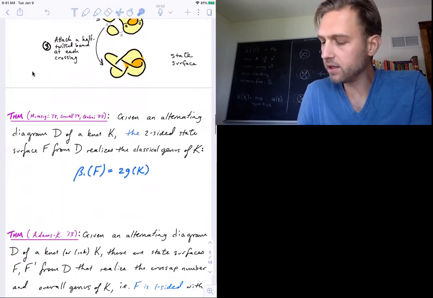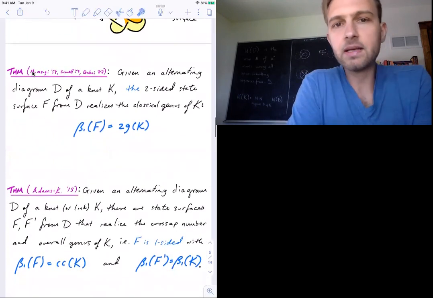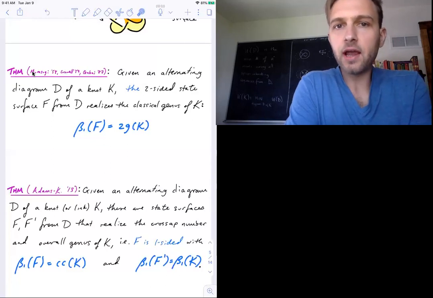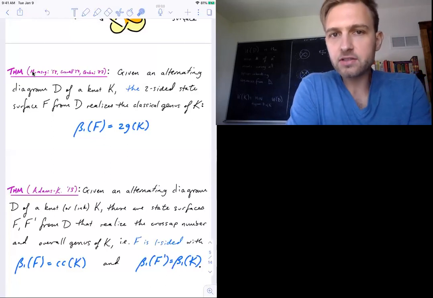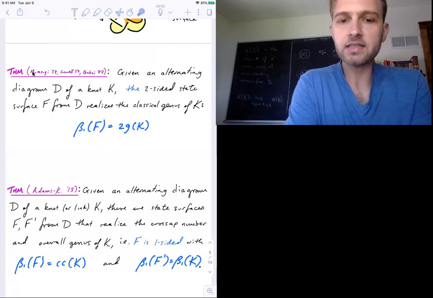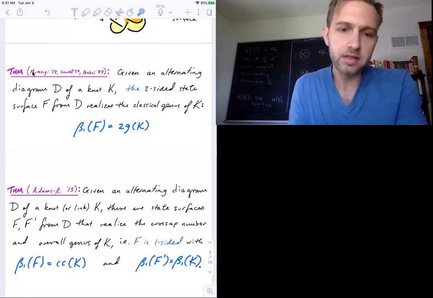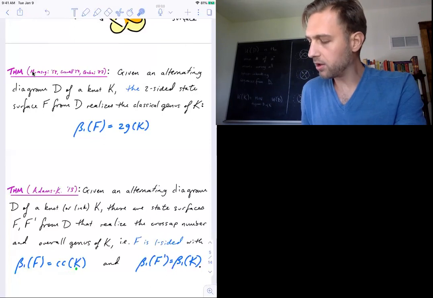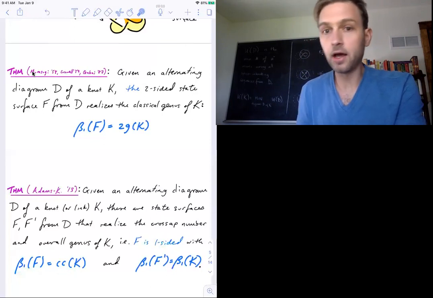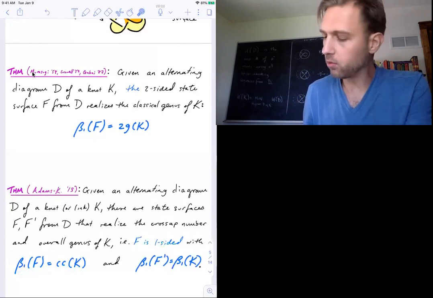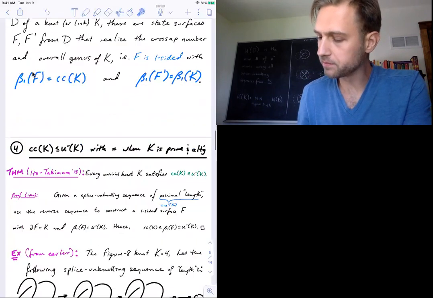And more recently, Colin Adams and I proved that a similar result holds for the crosscap number and the overall genus. Namely, given any alternating diagram, you can look at the state surfaces from that diagram, and at least one of them realizes the crosscap number, and at least one realizes the overall genus. And of course, to realize the crosscap number, you insist that that surface not only have the right first Betti number, but that it be one-sided. Okay, and we'll use that result later.